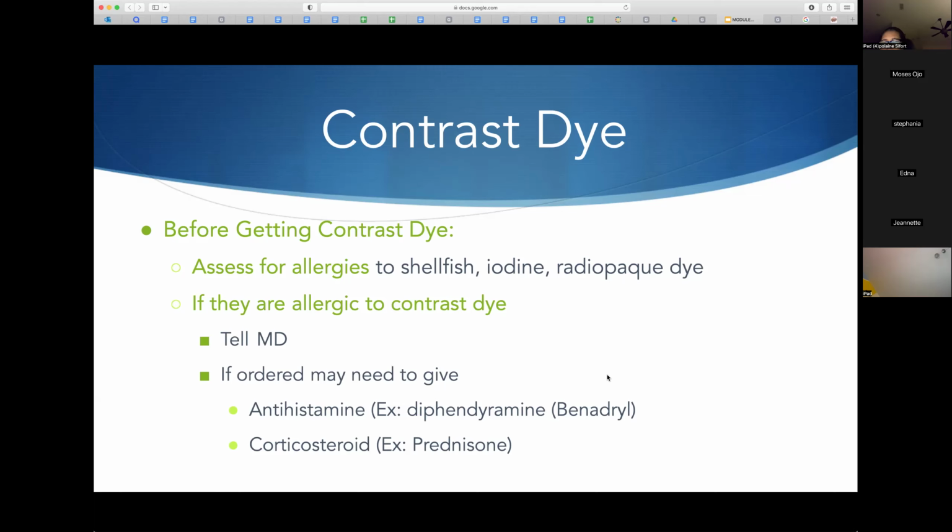Okay, so before getting contrast dye, you have to check for allergies. You have to ask the patient, are they allergic to shellfish, iodine, or radio-opaque dye? If they are allergic, you're going to let the doctor know, and they're probably going to order Benadryl and prednisone to prevent an allergic reaction. Or if the risk of a severe allergic reaction is too high, they might just say, you know what, forget the contrast dye, do it without contrast.